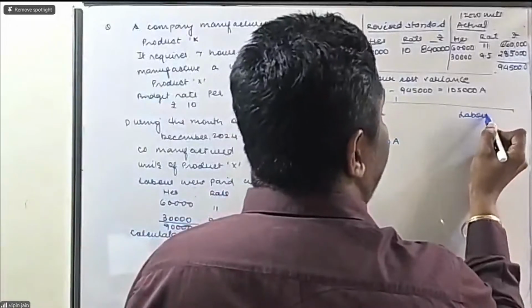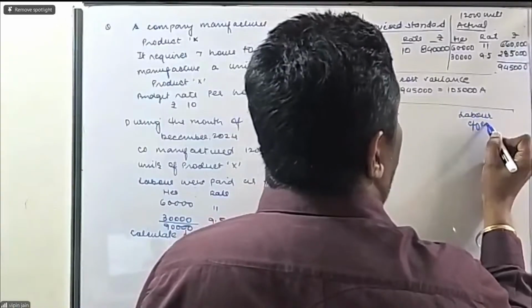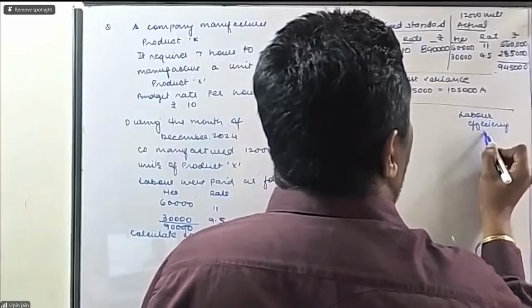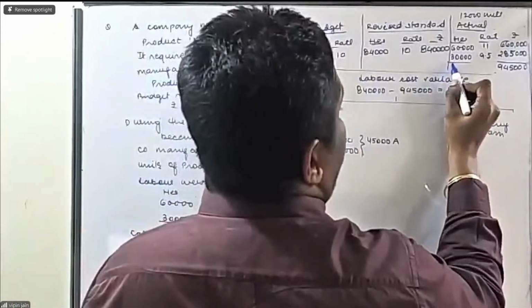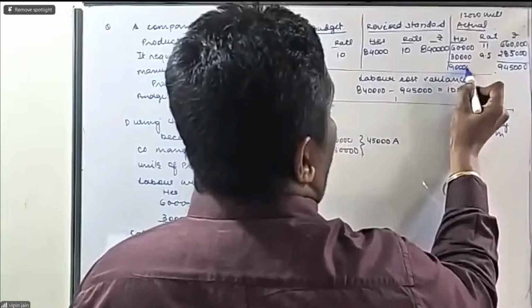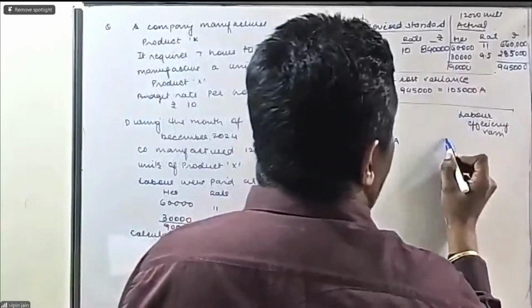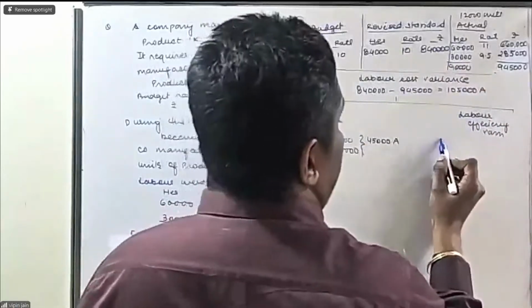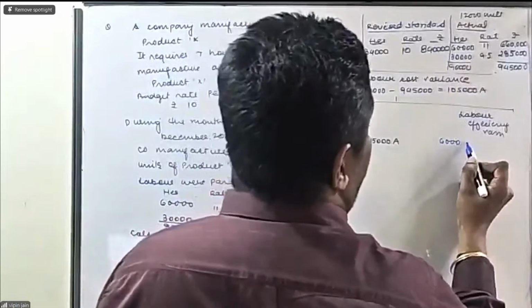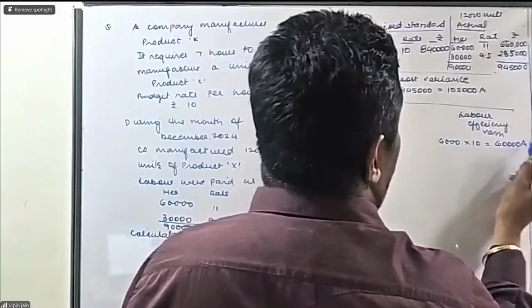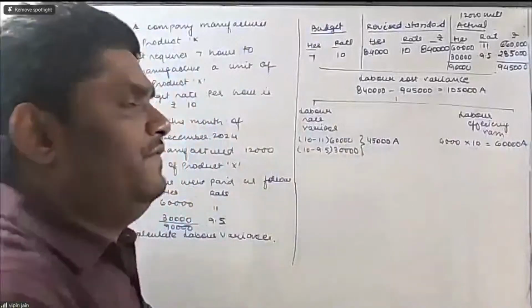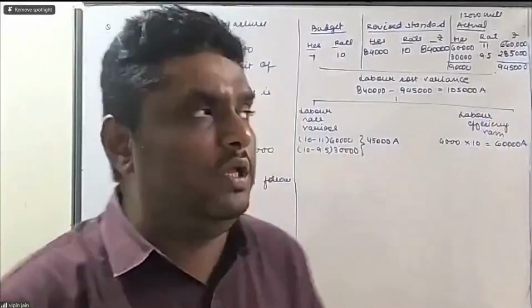And labor efficiency variance, the work was supposed to be completed in 84,000 hours, but the work was completed in 90,000 hours. So 6,000 hours extra into the rate, that is 10. So 60,000 adverse. And the total is 1,05,000. It's a very easy and simple question.